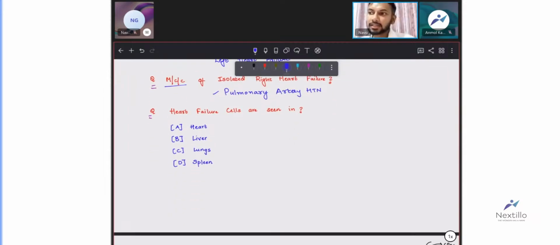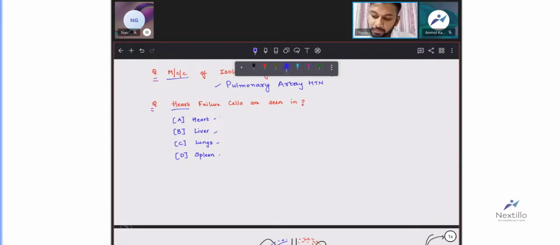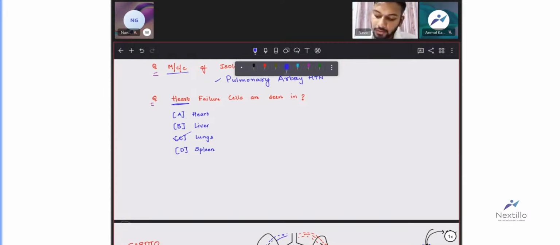Now, this is the most important question. Try to answer this: heart failure cells are seen in which organ? Heart, liver, lungs, or spleen? Which one? Try to comment. Most of the students have answered heart in the exams, but that is not true. See, heart failure cells are present in the lungs. Yes, this is a pathological question. Try to understand how this is happening.